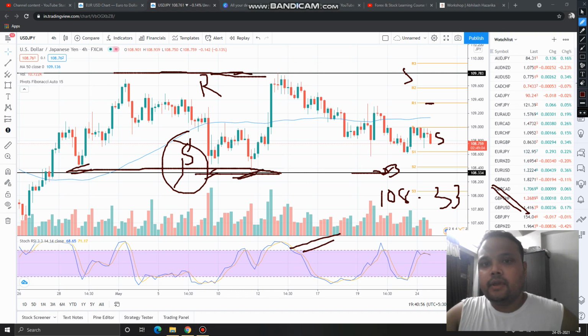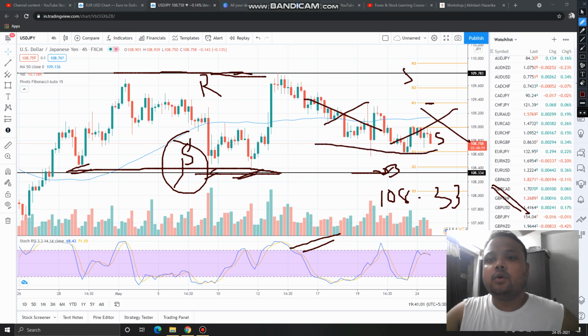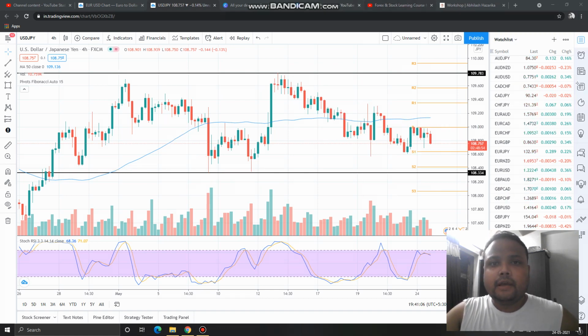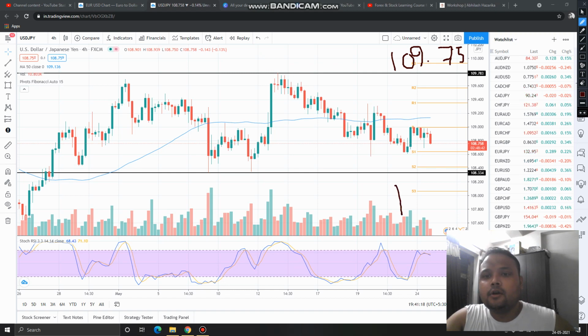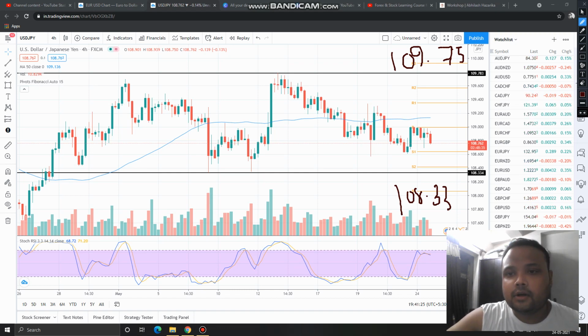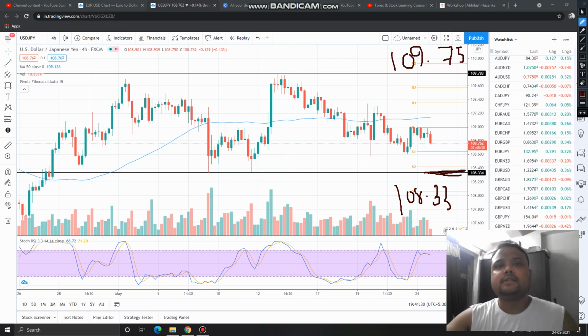Therefore we do not have any opportunity here, because we do not want to risk our hard-earned money. We will have to wait for the market to come down to either this level or this level: 109.75 on the upside and 108.33 on the downside. Right now the market is trading here. Wait for the market to come down to this particular price level. Once the market touches it, just observe the price.